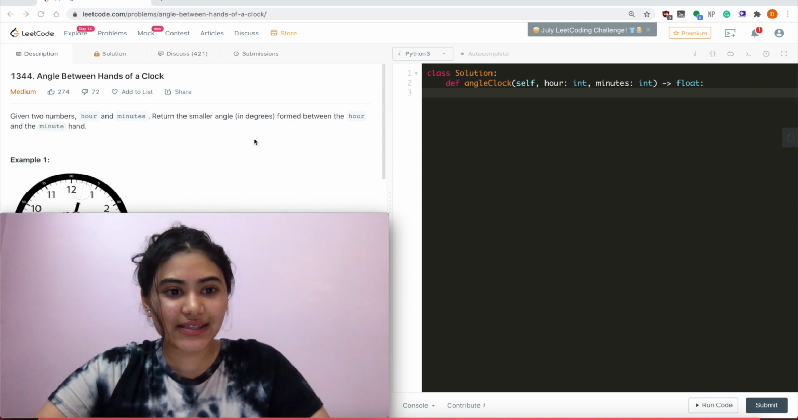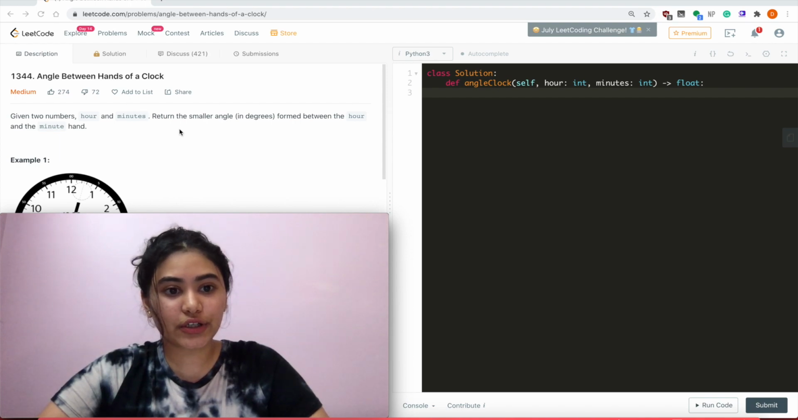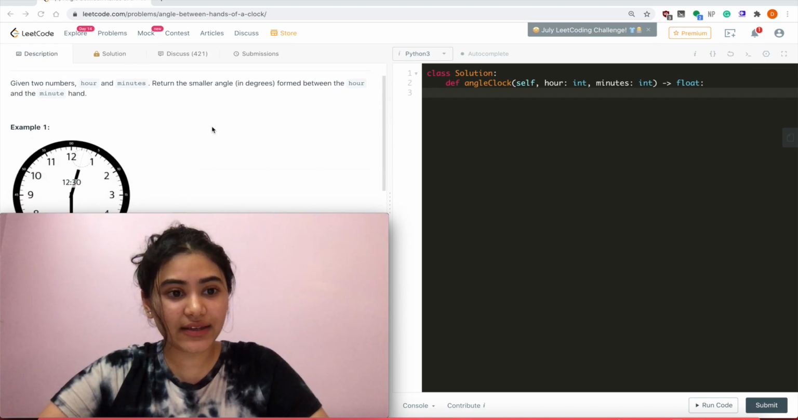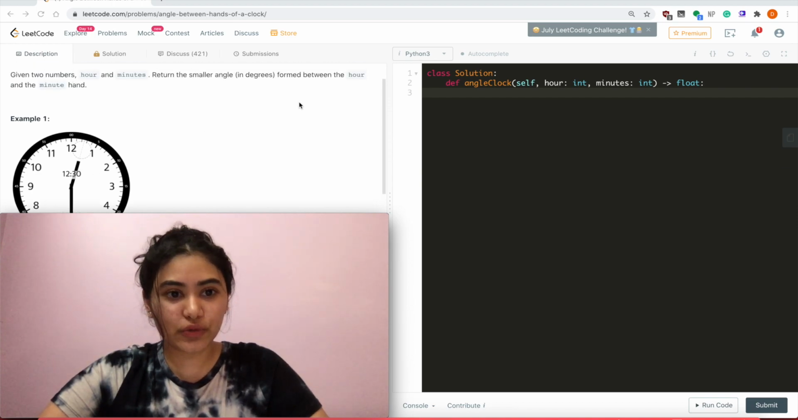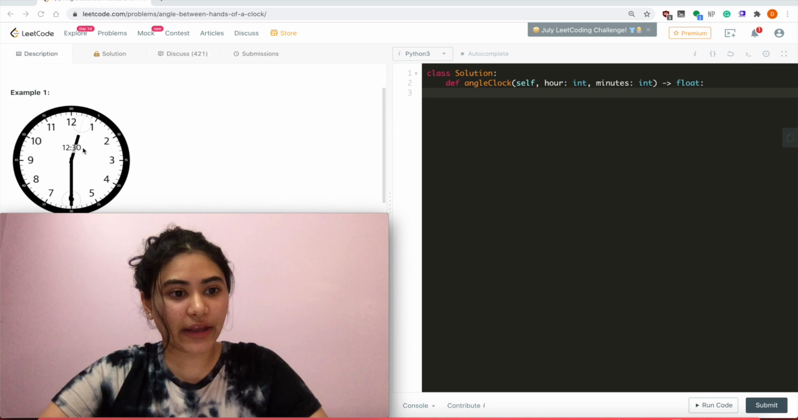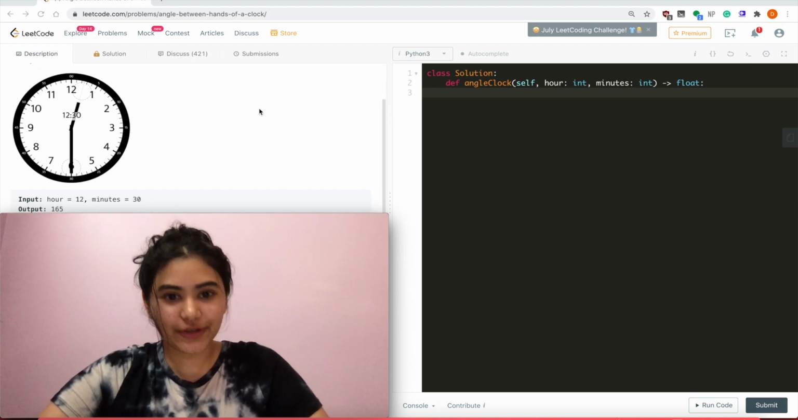So this is essentially just a straightforward math problem. We want to return the smaller angle in degrees between the hour and the minute hand. All we have to do is change the hour and minute hand into degrees to subtract and return the smaller angle, and that would be our output.